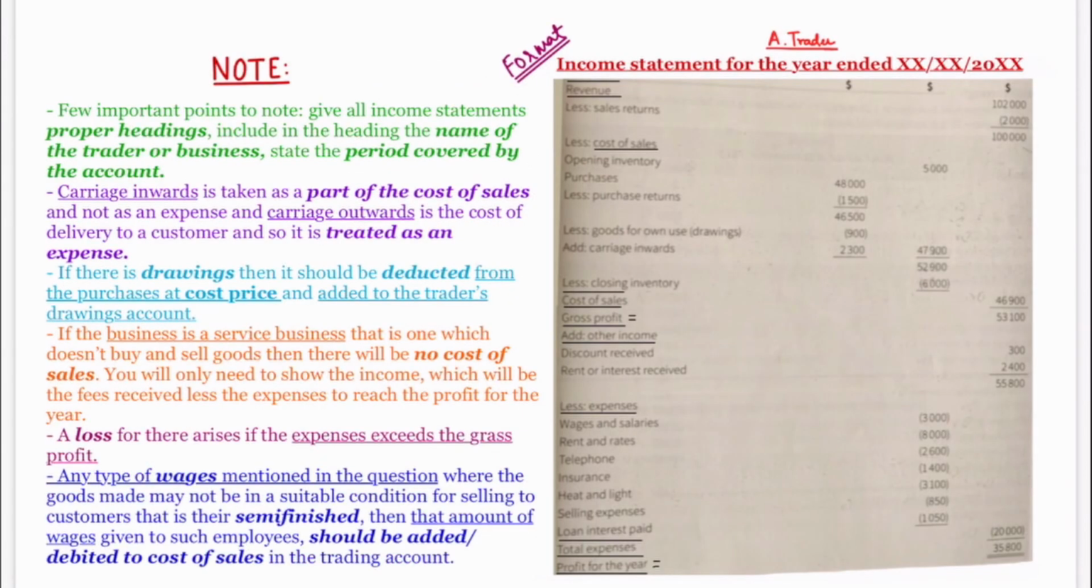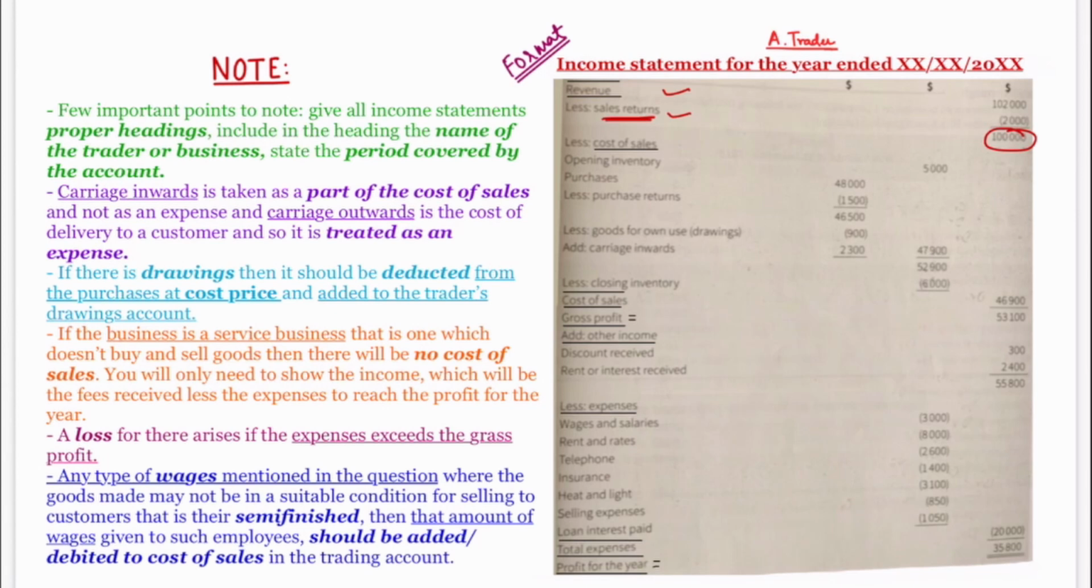Now let's see the format for the income statement. As we know, the income statement is divided into two parts, that is the trading account section and the rest of the income statement, that is the profit and loss account. So now let's start with the trading account part. It starts with revenue, then less sales returns, then you get the total revenue. Now, sorry to interrupt, but ignore these amounts and just go with the particulars part and the format.